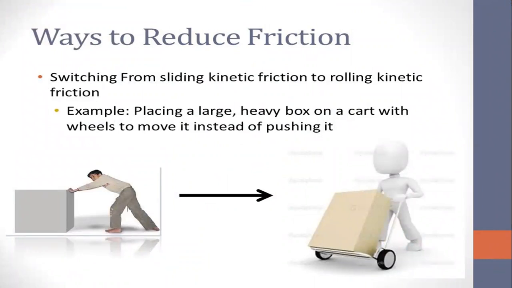Ways to reduce friction: switching from sliding kinetic friction to rolling kinetic friction. Example, placing a large heavy box on a cart with wheels to move it instead of pushing it. You see that it will be difficult for us to push a heavy block. If we put it in a cart with wheels, it will be easy for us to move it from one place to another.